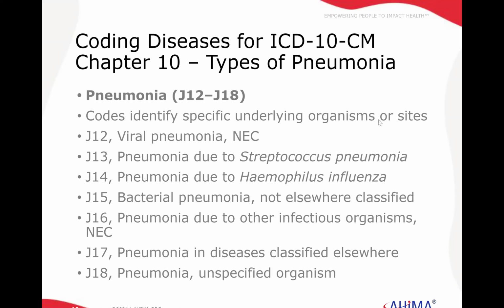Okay, pneumonia falls in a code category range of J12 through J18, and these codes cover the specific type of pneumonia, whether it's due to a virus, not elsewhere classified. Just because we know it's a virus doesn't mean that we have a specific code for the virus. It could be pneumonia due to strep, could be pneumonia due to Haemophilus influenzae, bacterial pneumonia, and many, many others. Keep reading past the main term of pneumonia to get the microorganism that's causing the pneumonia.